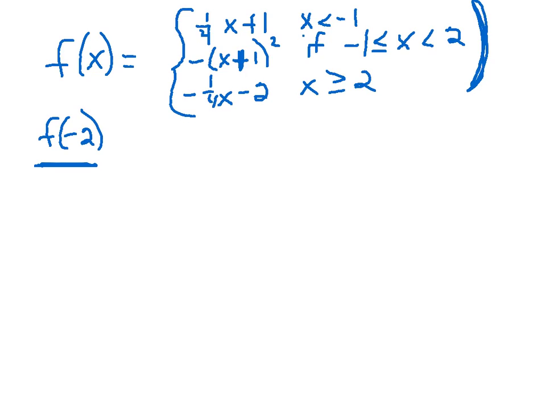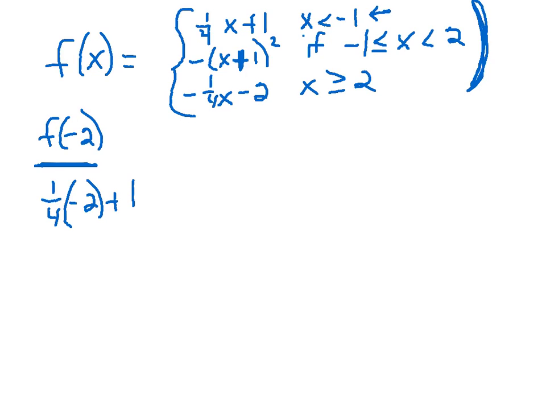So x is -2. Well, is -2 less than -1? I'm looking at the top one. Is -2 less than -1? Yes, it is. So we don't need to go any further. I'm going to use this equation. So our answer is going to be 1/4 times x, which happens to be -2, plus 1.